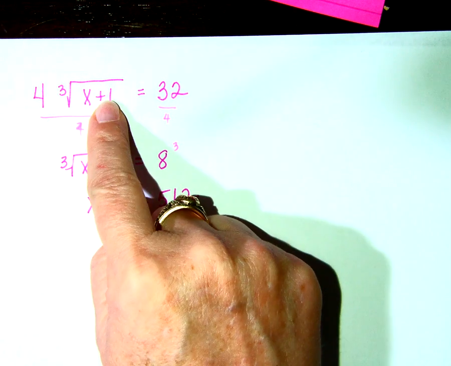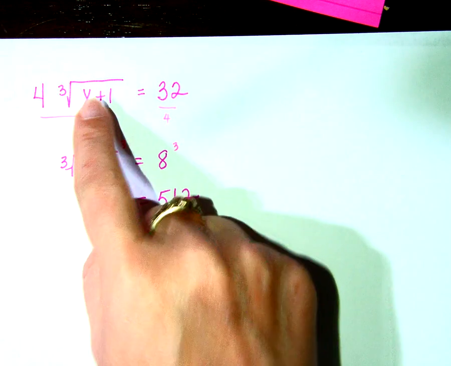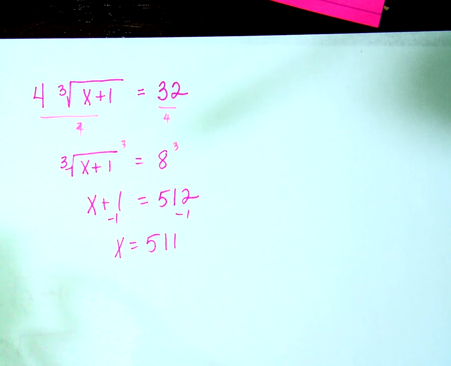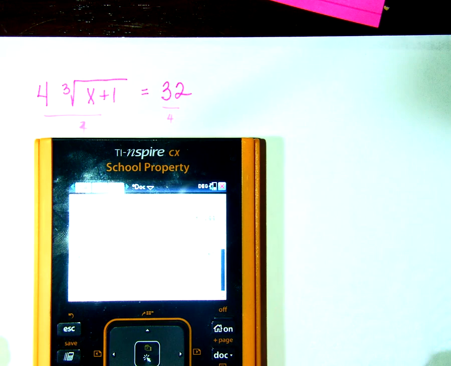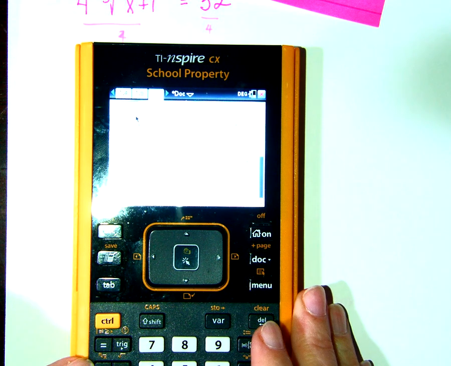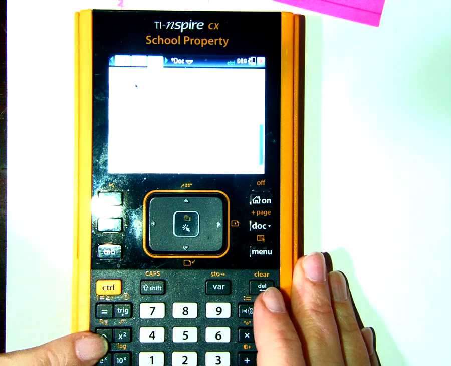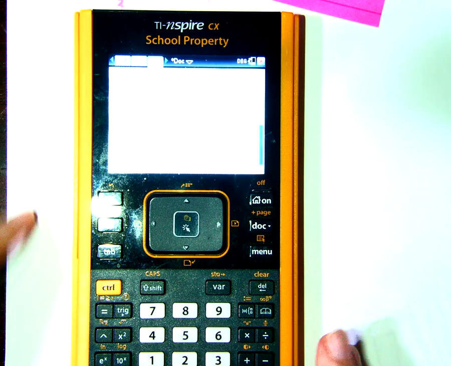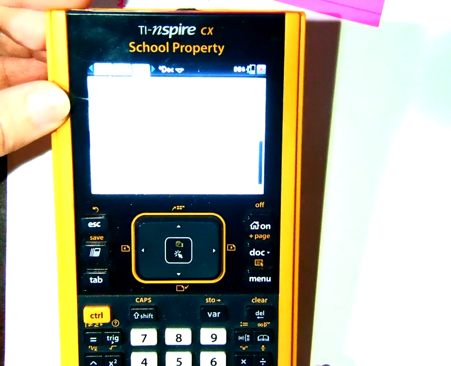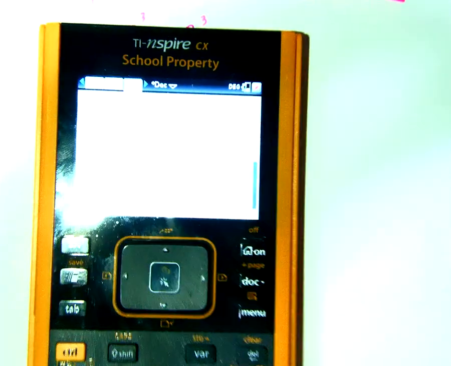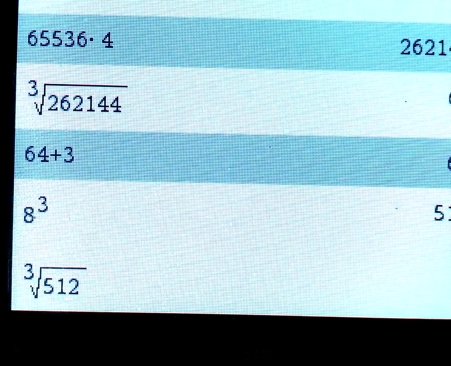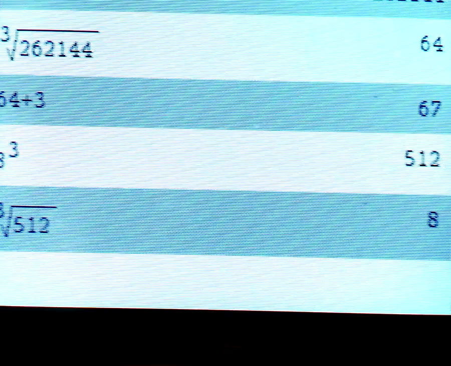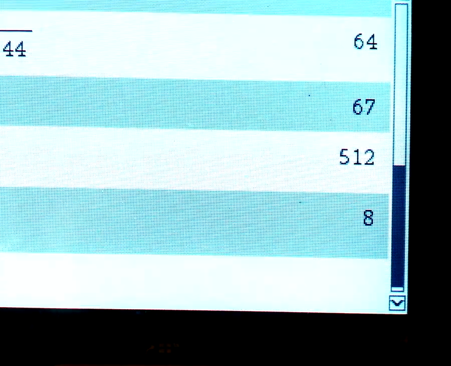511 plus 1, 512. Cube root of 512. And if you don't remember, on your calculator you can do cube root with this button right here. Control cube root. You can put a 3 in there of 512. I can't even see that. It's being rude. Hold on. There. Cube root of 512, 8. Don't forget about that.